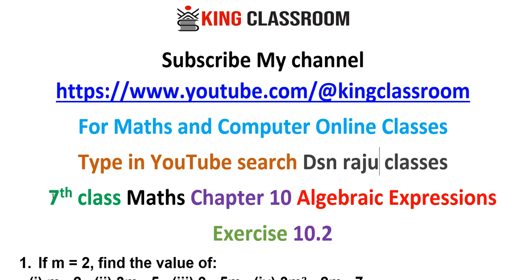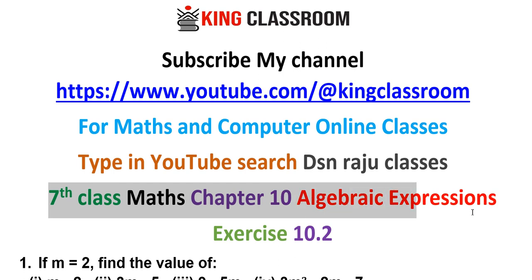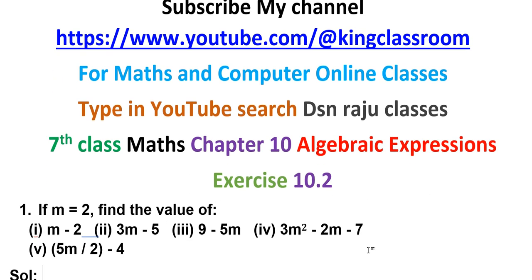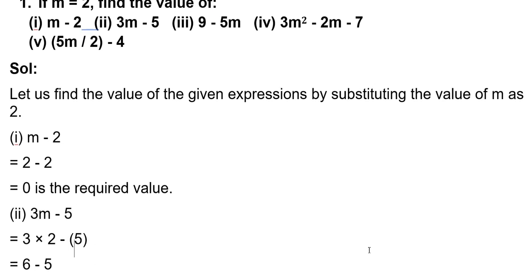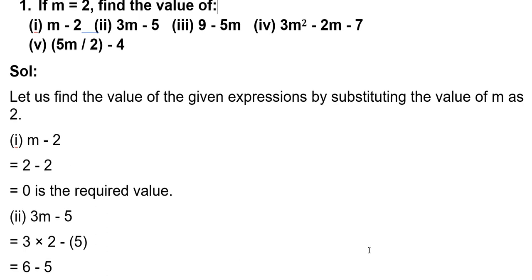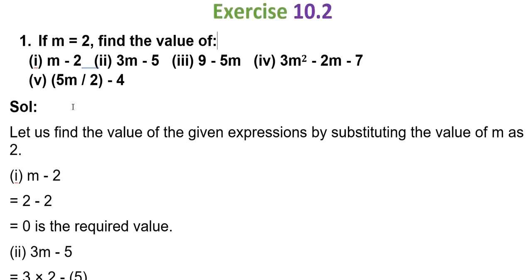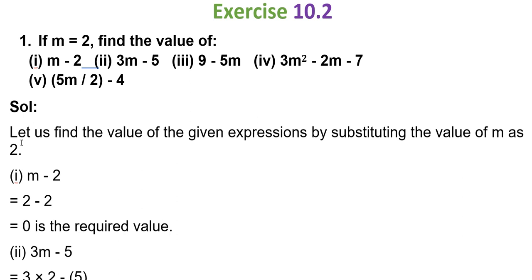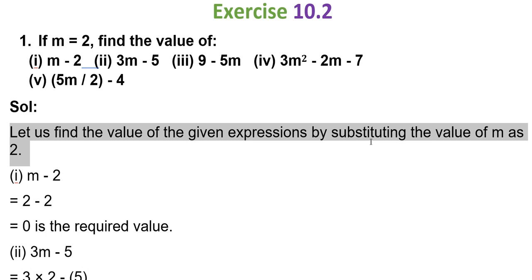Now coming to the class, 7th class Maths, Chapter 10, Algebraic Expressions, Exercise 10.2. First problem: if m equals 2, find the value of m minus 2, 3m minus 5, and 9 minus 5m. There are 5 problems like that. First solution: let us find the value of the given expressions by substituting the value of m as 2.